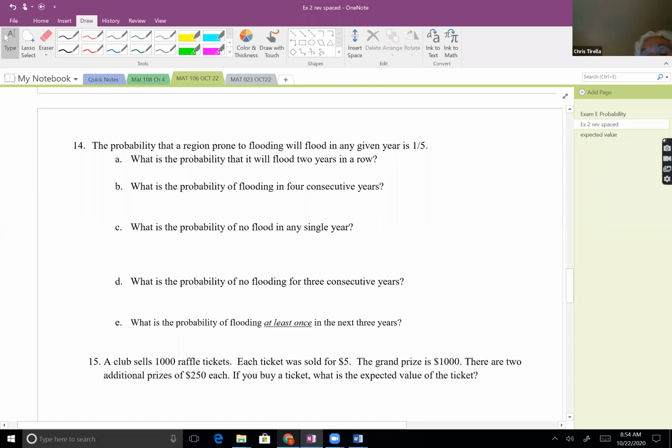I think you've seen this question a couple of times in class and a couple of times in the homework. There is one of these. The probability of flooding in 1 year is 1/5. What's the probability of flooding 2 years? Remember, we said weather is independent. So we're going to just multiply that probability once for each year. Flooding in 4 years, we'll do that 4 times. Which gives me 1/625.